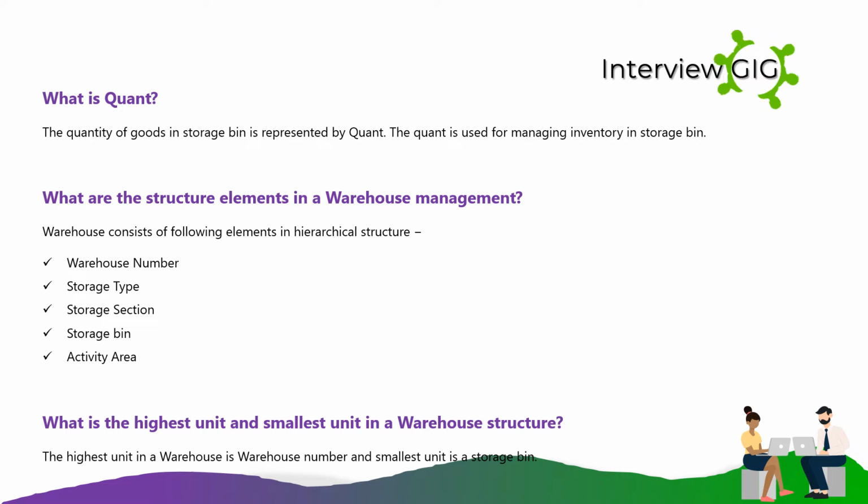What is QUANT? The quantity of goods in a storage bin is represented by QUANT. The QUANT is used for managing inventory in the storage bin. What are the structure elements in warehouse management? A warehouse consists of the following elements in a hierarchical structure: warehouse number, storage type, storage section, storage bin, activity area. What is the highest unit and smallest unit in a warehouse structure? The highest unit in a warehouse is the warehouse number and the smallest unit is a storage bin.